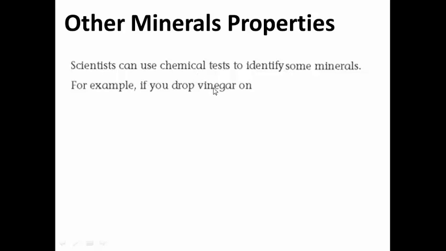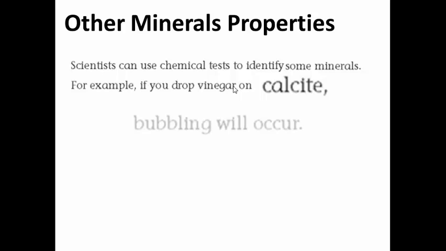So right now we have vinegar. If you put it on a mineral called calcite, it gives you bubbles. Bubbling will occur. It gives you bubbles of gas. You can see it with your naked eyes. This is the end of our session today, guys.